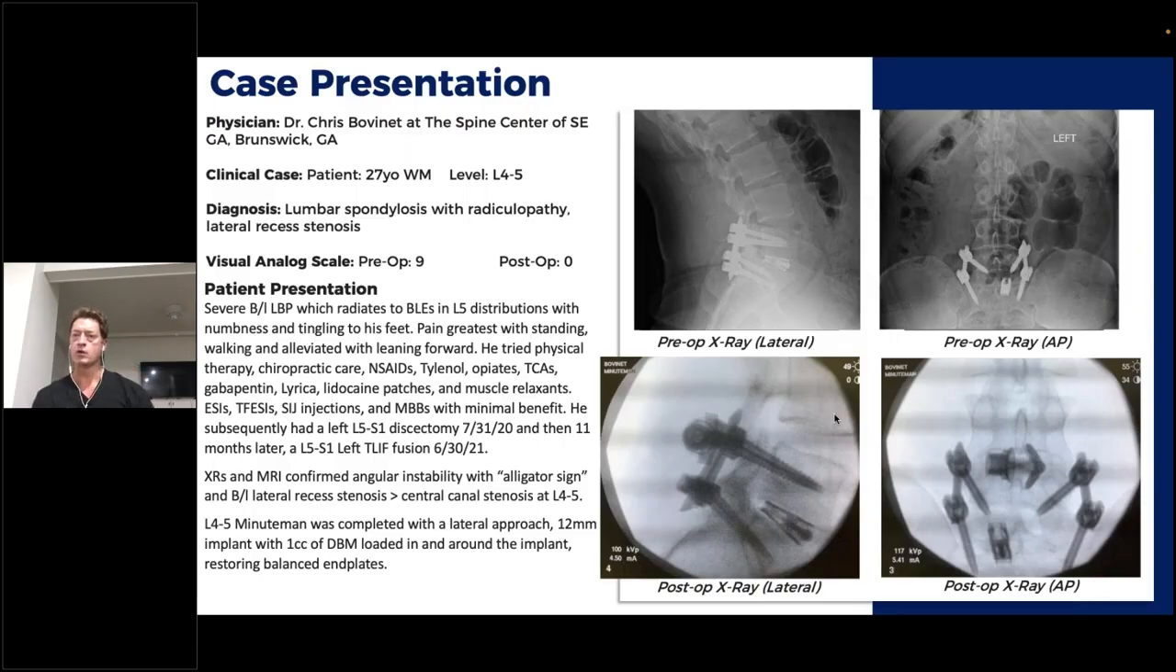We elected to go around his hardware and do it at the adjacent segment with an L4-L5 Minuteman. This was a 12 millimeter implant with 1 cc of DBM loaded in and around the implant. And we see in those post-operative images, the one on the bottom left, there's more restoration of those end plates. It's more of an equal sign instead of that alligator sign. We see great opening of that neuroforamen, and then we see a nice placement in the AP.